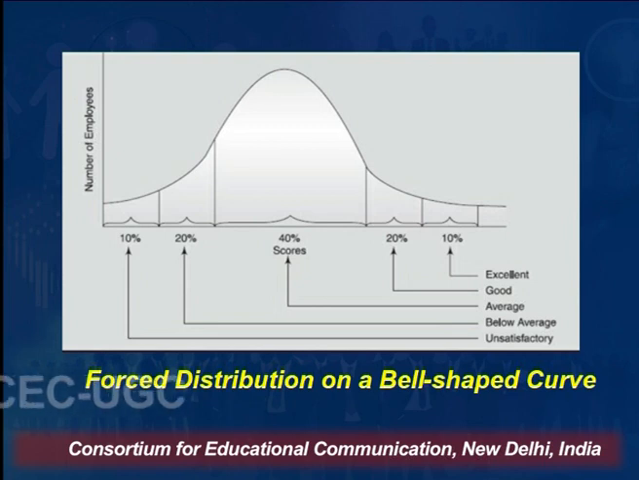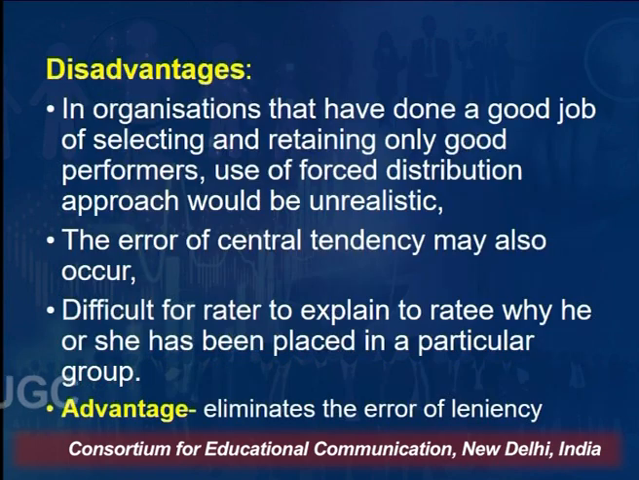So this is the forced distribution and the assumption that the performances match a bell-shaped curve. So it is clear from this description itself, what would be the disadvantages? Well, first of all, in organizations that have done a good job of selecting and retaining only good performers, due to the forced distribution approach, we are putting them in the category of average or below good performance levels.